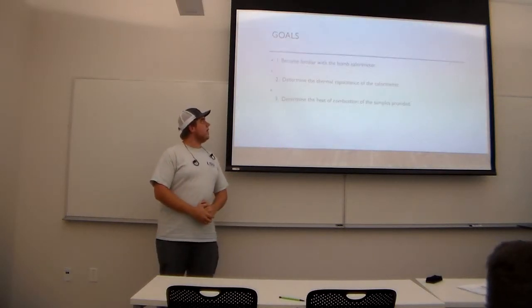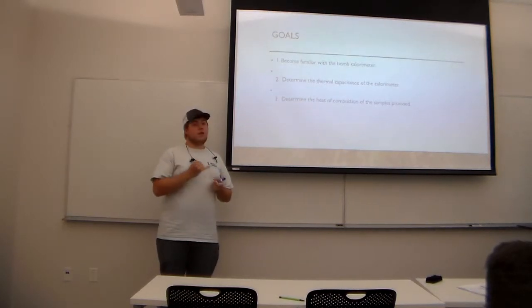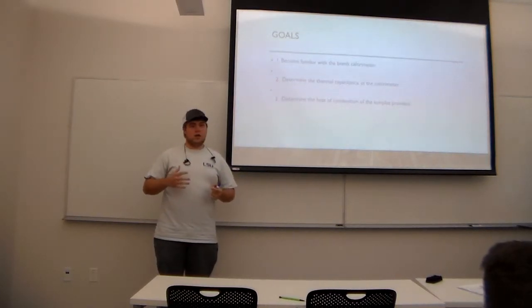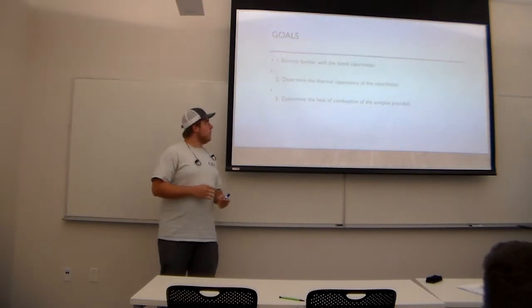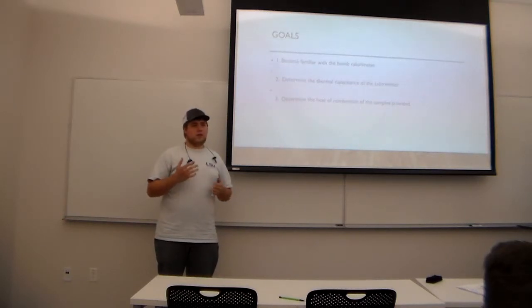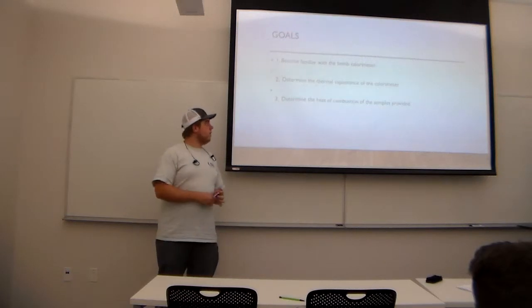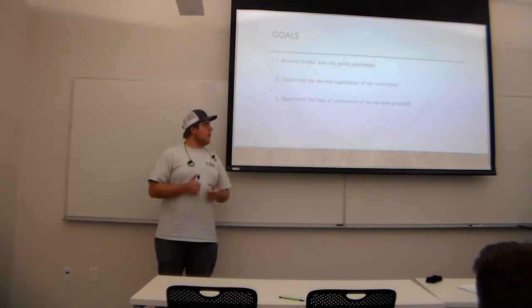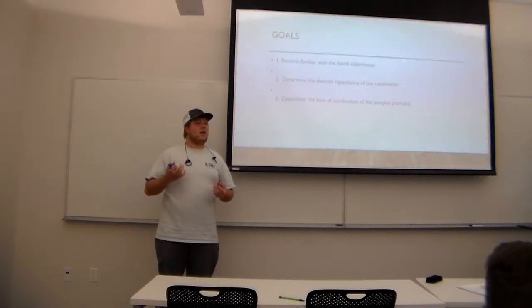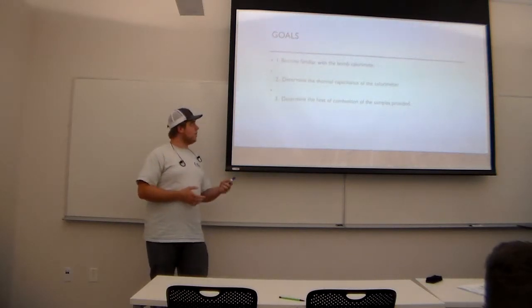So first we're going to look at obviously the goals of the experiment, which would be to understand a bomb calorimeter. And this is important because this is a very common piece of equipment in the food industry. You also want to determine the thermal capacitance of the calorimeter, it's almost like setting it up so you understand how many calories are in the actual food. And finally, we want to determine the heat of combustion of the samples provided. That's how you find how many calories are contained in that said food.